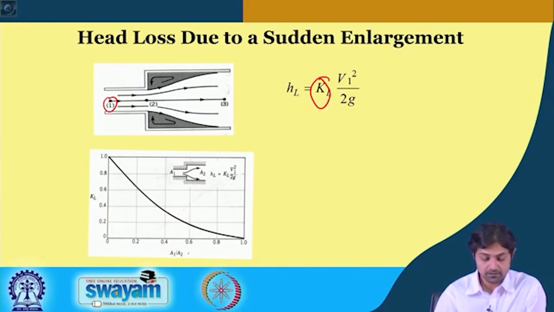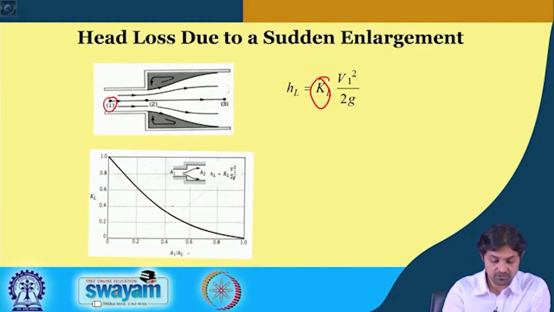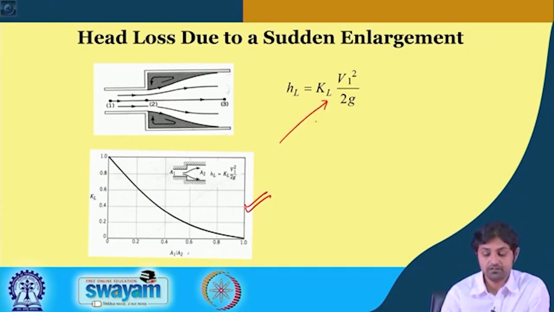Suppose the second area is very large. So A1 by A2 is tending to 0, and therefore the entire energy will be lost. This is just a matter of interpretation from the curve. So, best is to find the ratio of the areas A1 and A2, take the KL from here, put it here and multiply it by V1 square by 2g.